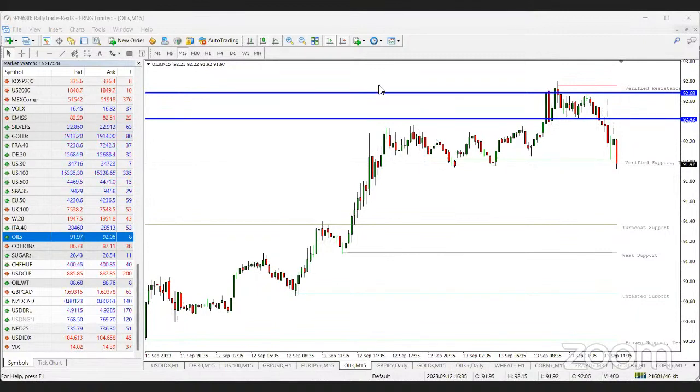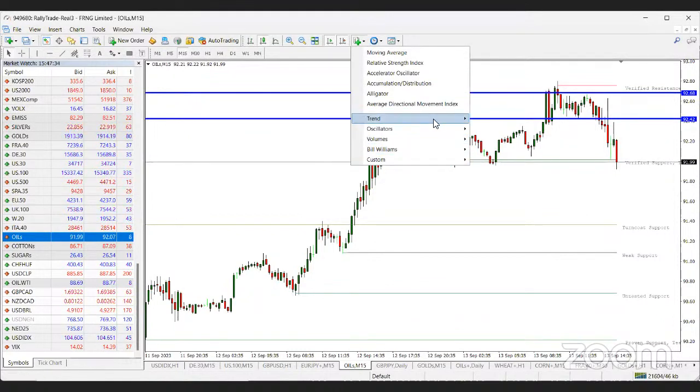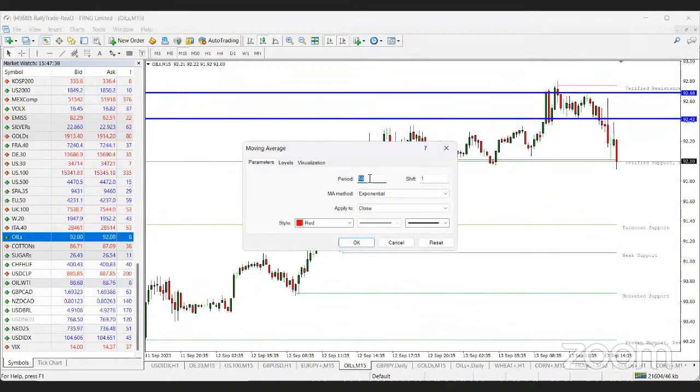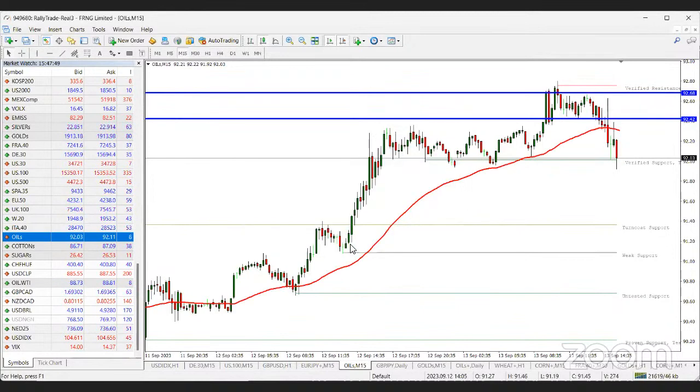Someone is asking how to do the 50 EMA. I'm going to take it one last time. Go to indicators list, go to trend, then go to moving average and put 50 as your period here, 50 period. Put your EMA method as exponential, apply to close, and you're good to go.